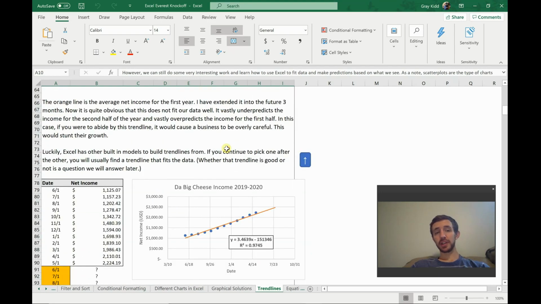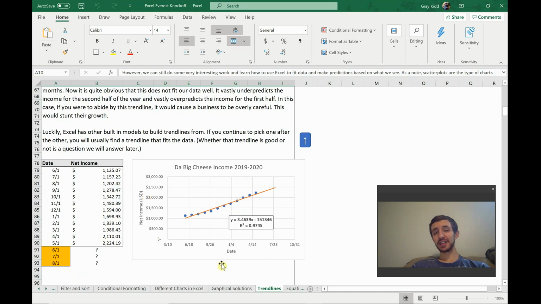Now, the second one would be to have a linear trend line. Now you're wondering, like, well, how do you make a trend line? You've been jumping through this. I will get there, I promise.